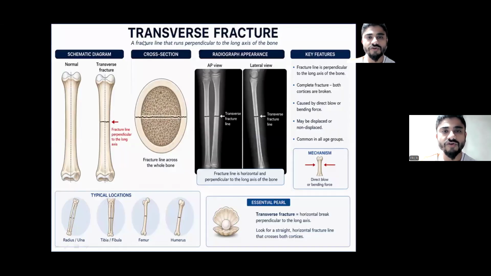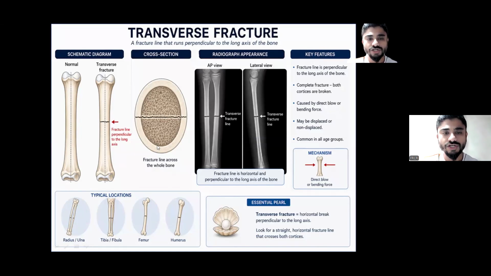So what is transverse fracture? A fracture line that runs perpendicular to the long axis of the bone. This is the long axis of the bone. This is a normal bone. In a transverse fracture, the fracture line runs perpendicular to the long axis of the bone, and there is a break of both the cortices.